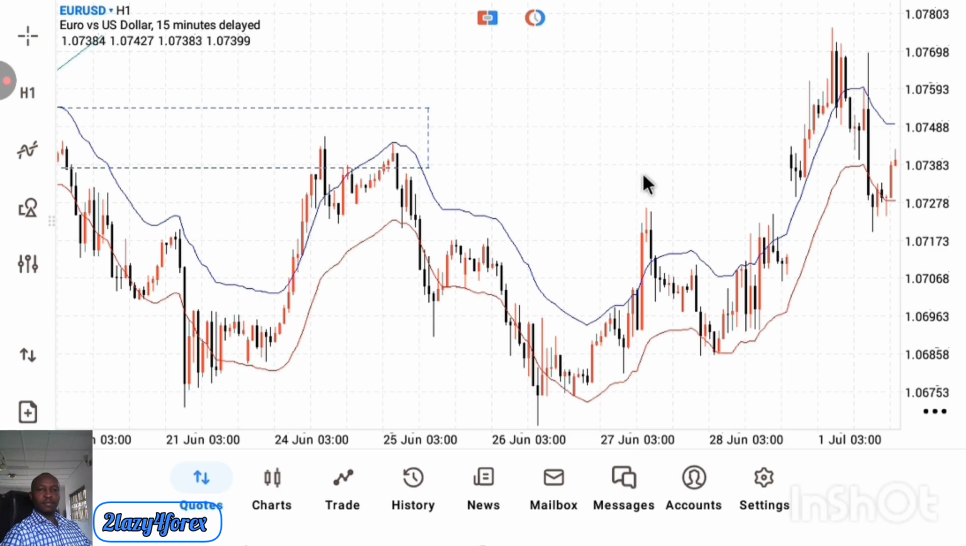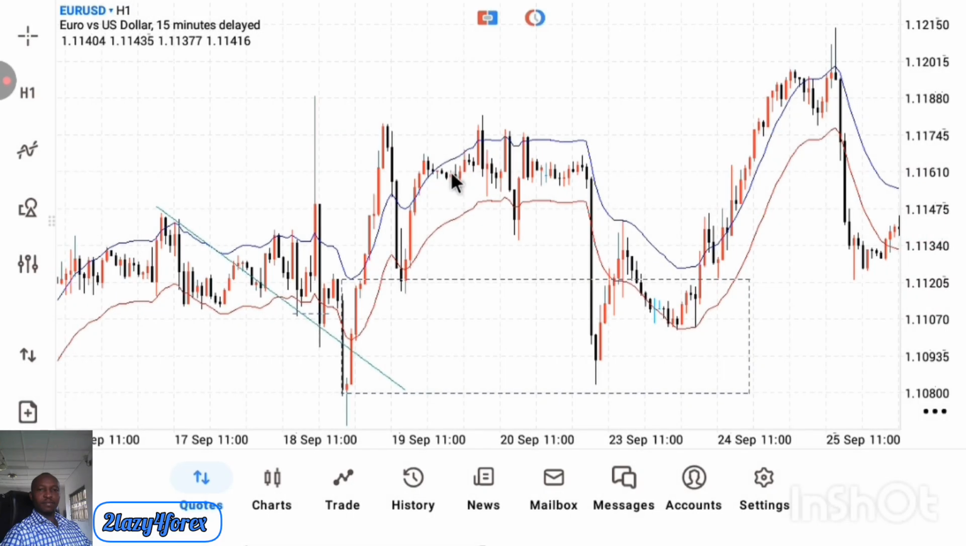That strategy works almost everywhere. Nothing is 100%, but at least this strategy works very, very well. This is where I'll be stopping for today.